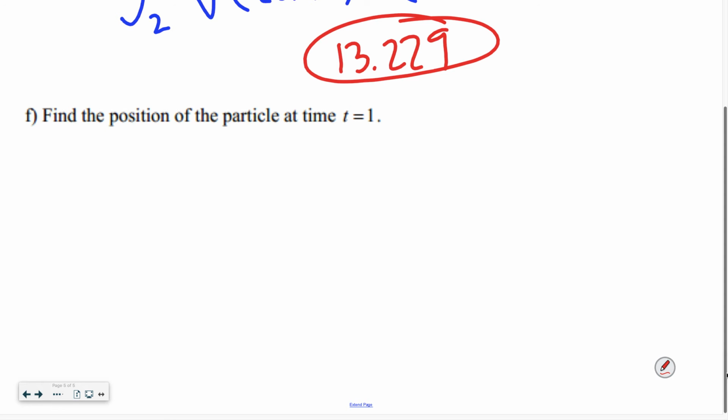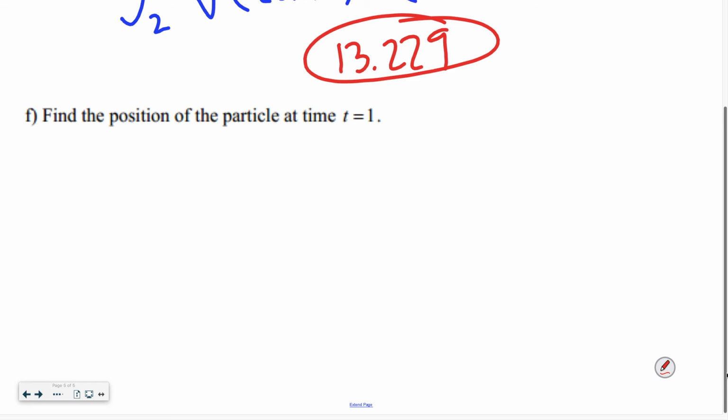Find the position of the particle at time t equals 1. Now, pencils and calculators down for a moment. Technically, there are two different ways to do this. A way we often like to do is, since we have the velocity, take the integral, solve for plus c, and then plug in the value.